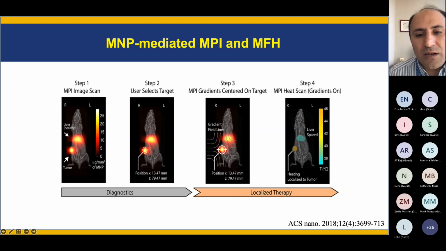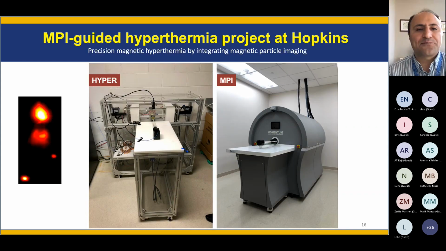And using the localized magnetic field on the tumor, they confirm that the liver is a cold spot, but the tumor is a hot spot, and they can destroy the tumor site more specifically and selectively. So this is magnetic nanoparticle mediated MPI and hyperthermia. And here at Hopkins, we have the machine for MPI and also for hyperthermia.